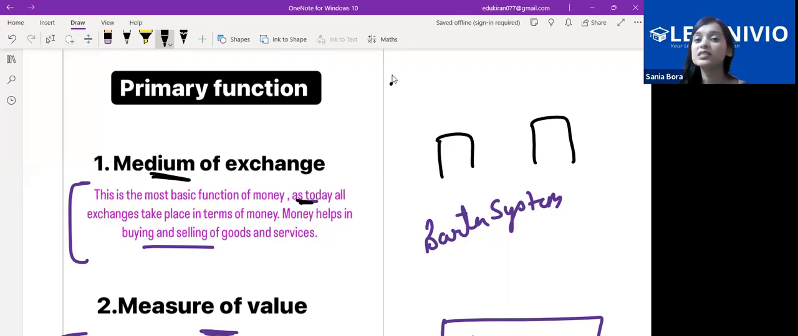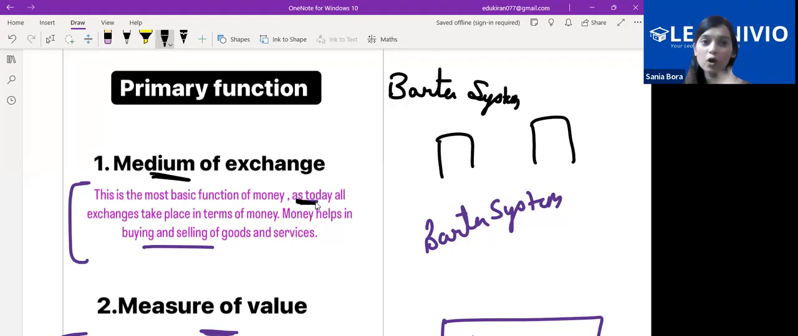See, earlier there was a system called the barter system. Do you know anything about this? So that's why I've written 'today', because earlier there was no money, right? They exchanged goods in place of money. For example, you are selling oranges, I am selling apples. So you will give me oranges, I'll give you apples, right? That's why I've written 'today', because earlier there was a barter system, but today all exchanges take place in terms of money.